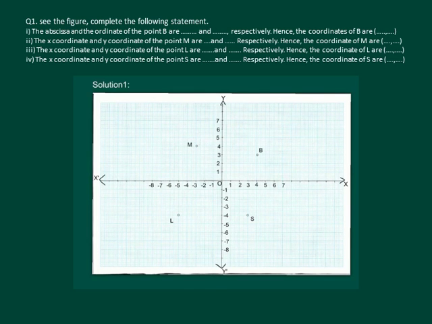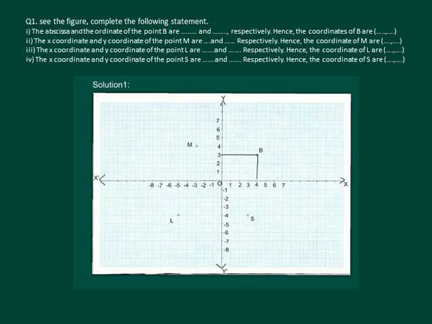Let us read the question. See the figure and complete the following statements. First statement is, the abscissa and the ordinate of the point B are dash and dash respectively. Hence the coordinates of B are dash and dash. To find x coordinate and y coordinate of point B, first step is to draw perpendiculars on the x-axis and the y-axis.